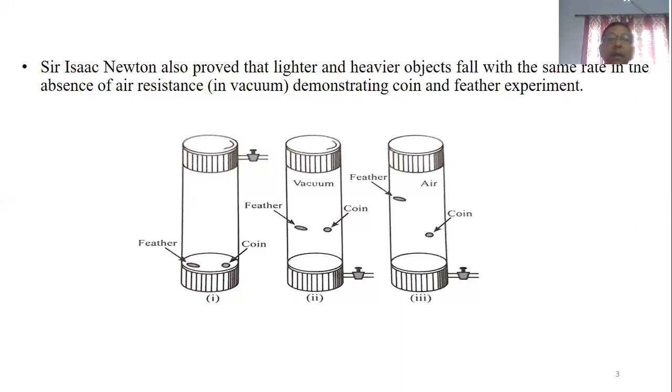And he had proved that in a vacuum, it means in the absence of air resistance, all bodies, whatever be the mass, fall at the same speed under the influence of gravity. This proves that all bodies, whether heavier or lighter, bigger or smaller, fall with the same speed downward under the influence of gravity only if the air resistance is neglected. Now, let us go to the next.